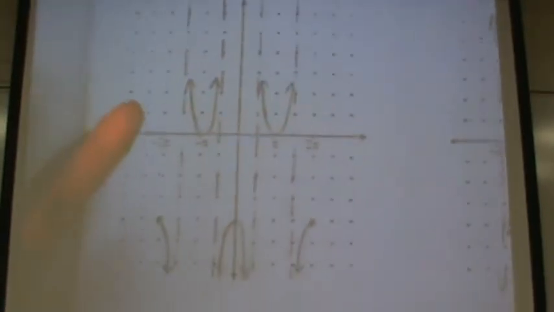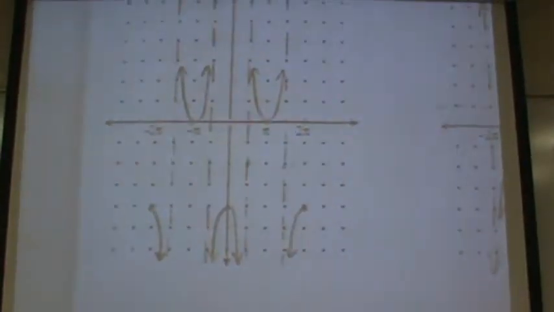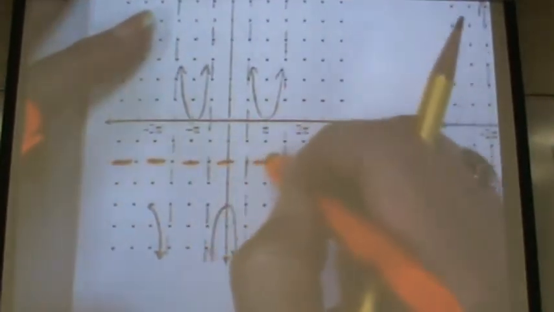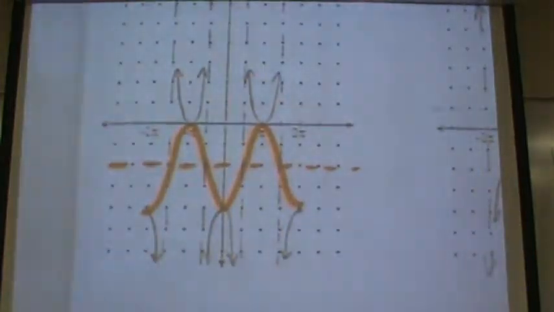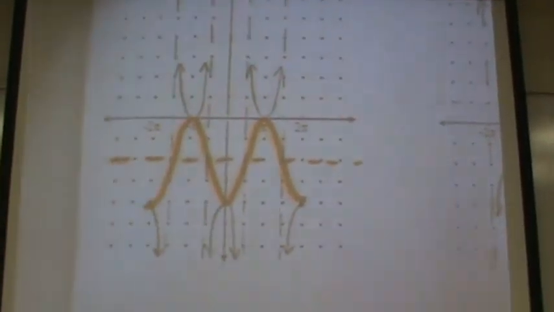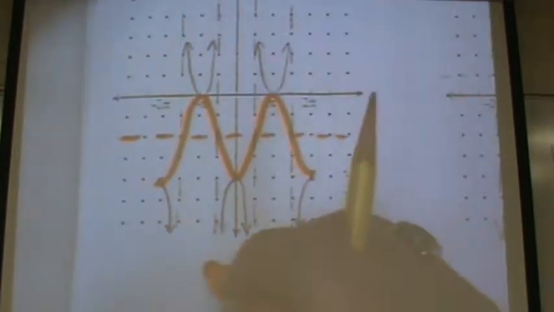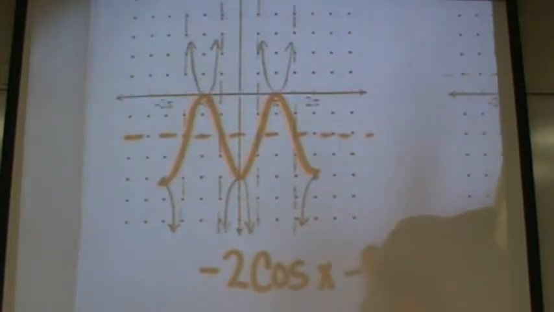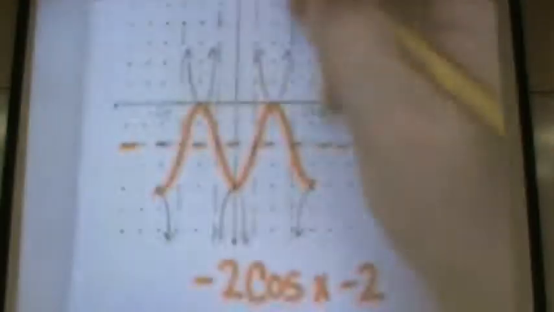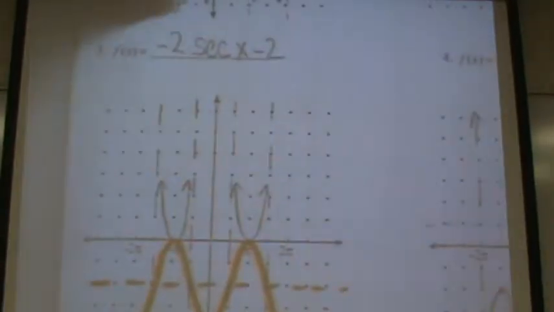Next one. Now, this one's a little off. You're going to need to find your x-axis, which is right in the middle. Do you see that? It's not going to be drawn for you. So you want to draw your graph here, otherwise you don't know what it is. So name the one in orange for me. Negative 2 cosine x minus 2. So what's my real answer? Negative 2 secant x minus 2.